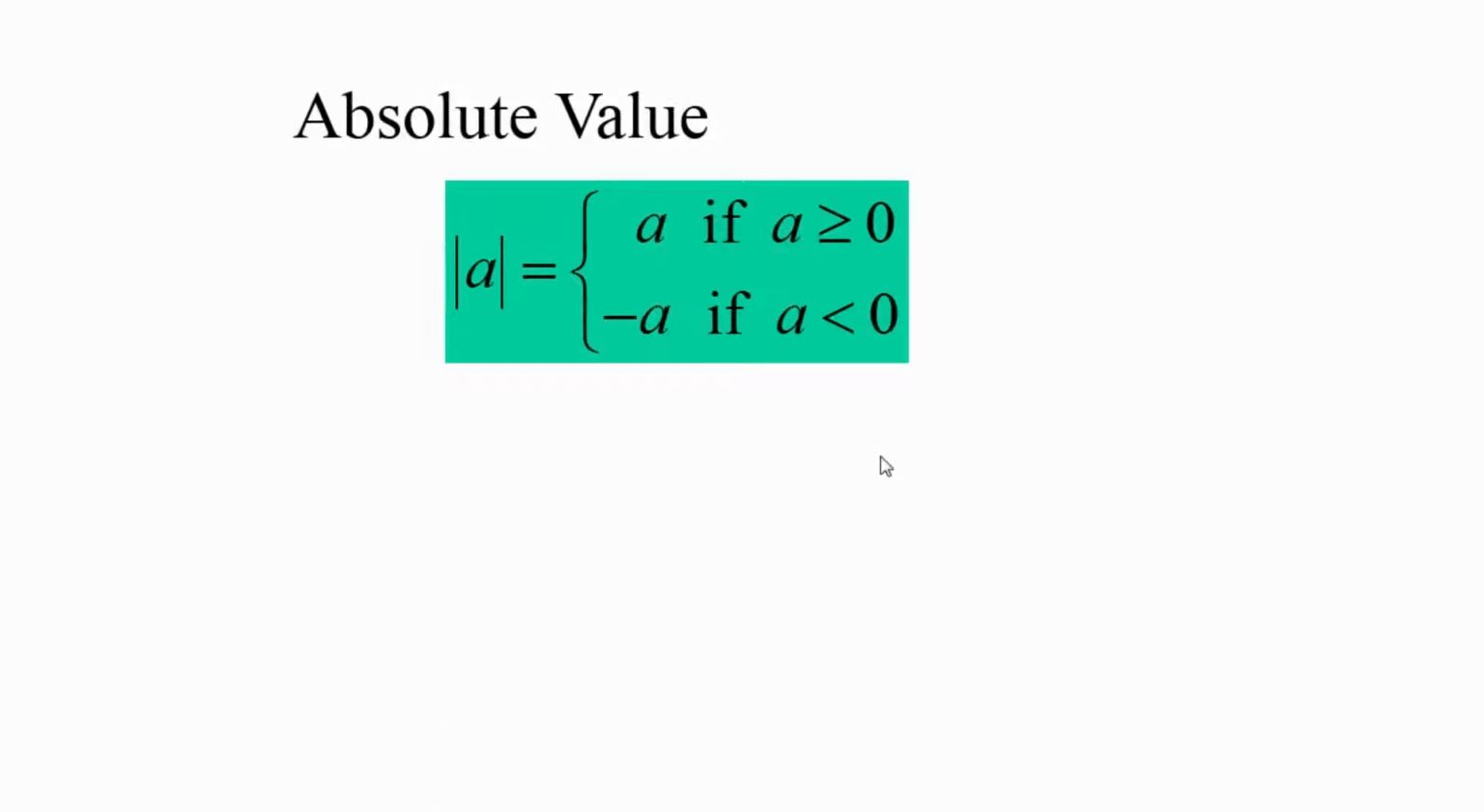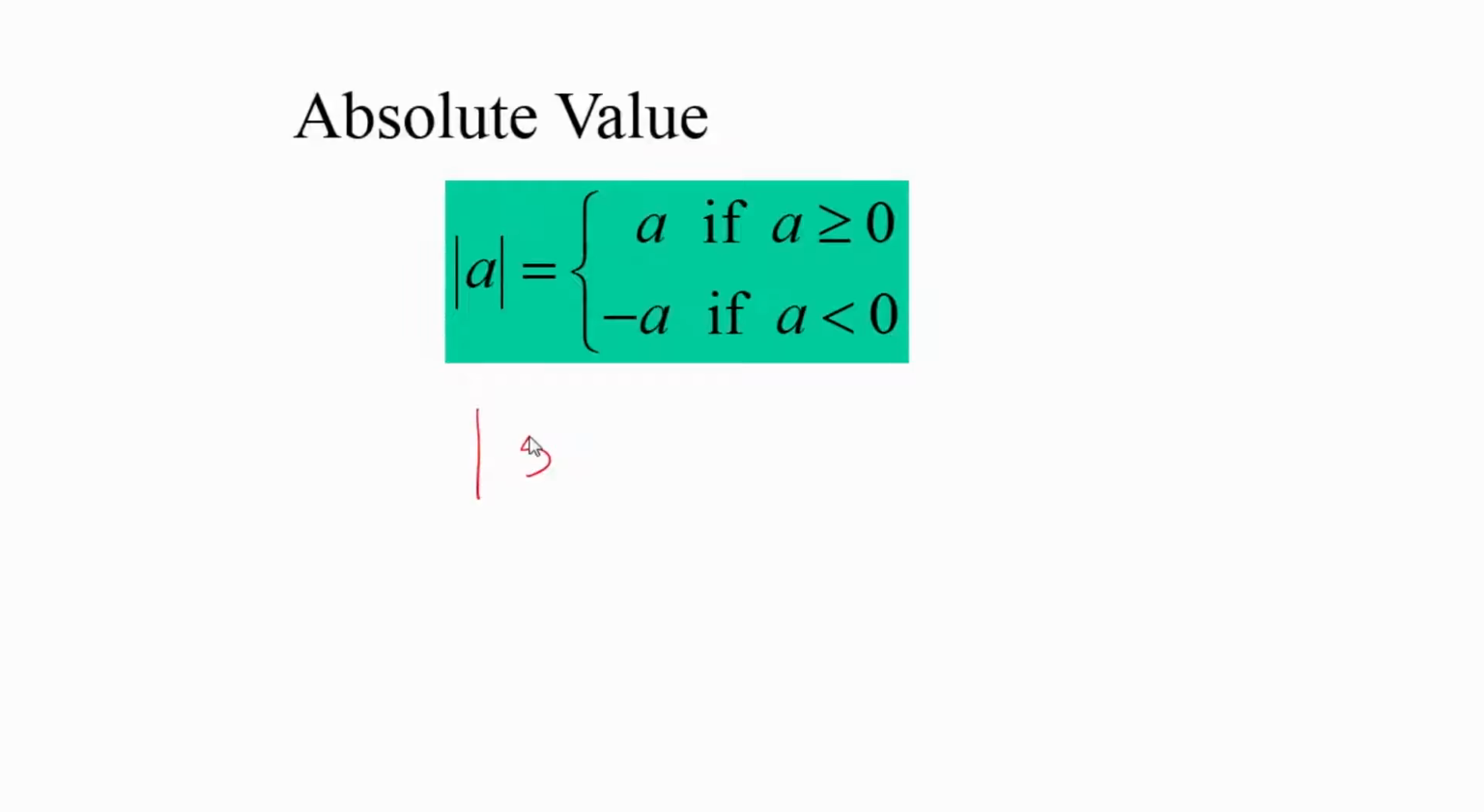One more topic in this chapter, and that has to do with absolute value. Definition of absolute value first. Absolute value of A equals A if A is positive or 0, and is equal to minus A if A is negative. So what does it mean?